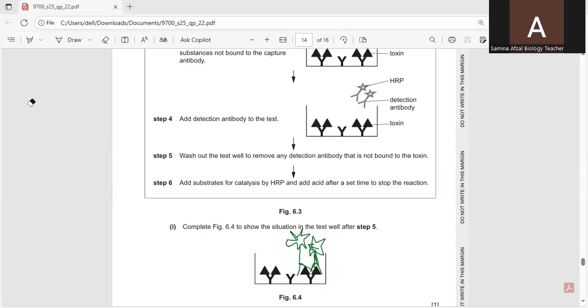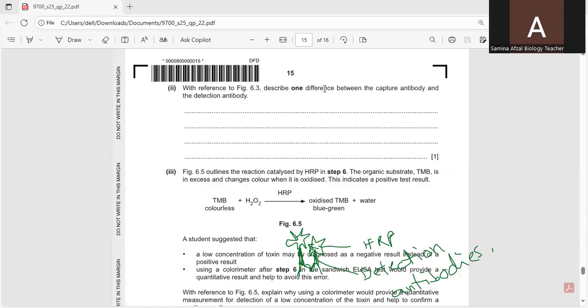So they will try and attach themselves only. So this is HRP and they are detection antibodies. So they will attach themselves over there. So in this way, you will complete the diagram.